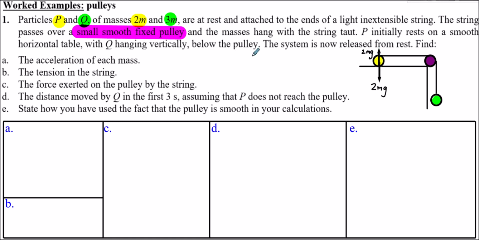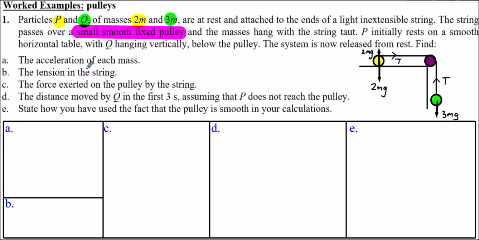Importantly here, we're told about P, but it's currently on a smooth table, so there's no friction. The only thing acting on P is this tension force from the string. Relative to P, tension always acts away from an object, so T is going that way. For Q, we need to add on its weight. Its weight is 3mg, so that's pulling it towards the earth. And acting upwards and away will be the tension.